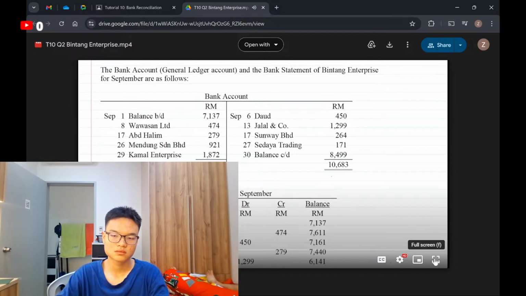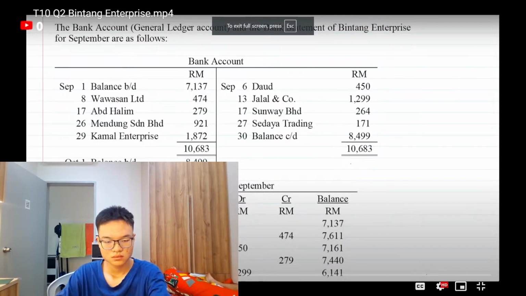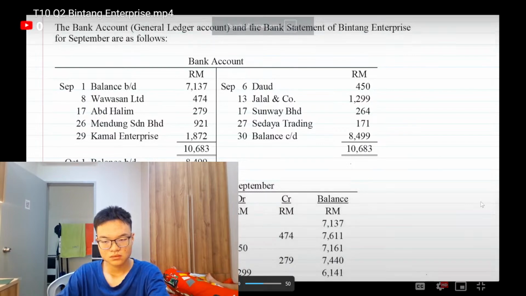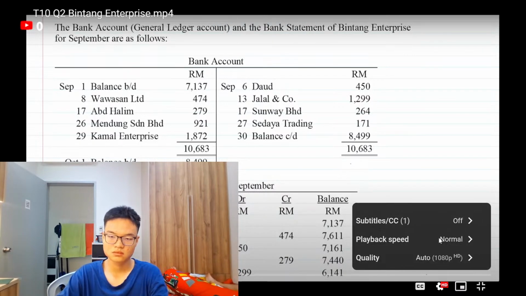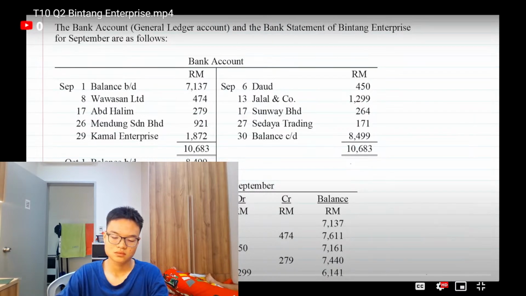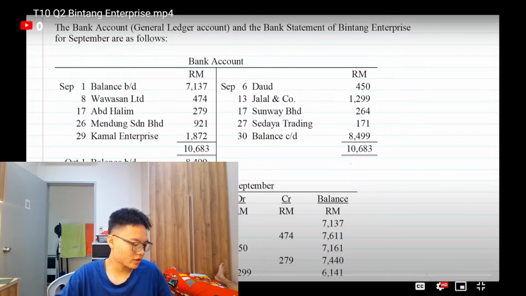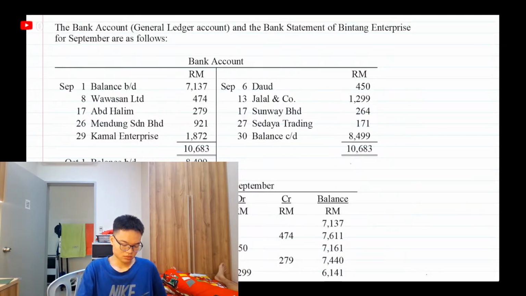The bank account in the general ledger and the bank statement of Bintang Enterprise for September are as follows. Your bank account can either be in the cash book or in a separate account in the general ledger. In the previous question, the bank account was in the cash book. In this question, the bank account is in the general ledger, so we're not going to use the name cash book here. We're just going to call it bank account.